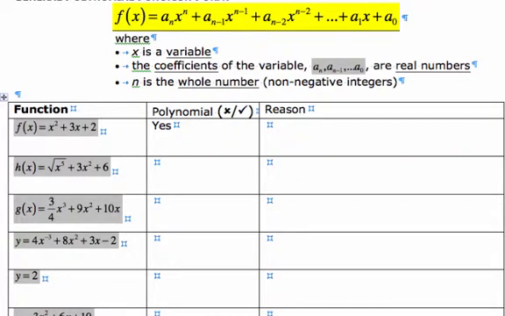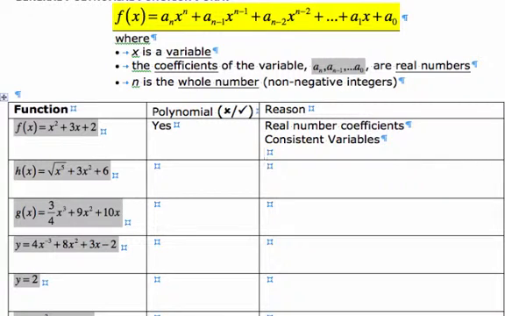The reason why is that we have, first off, real number coefficients. All of the numbers in front of the variables, even this last 2, this constant term, are real numbers. We have a consistent variable. In most of the cases that we're going to deal with, they're going to be consistent variables anyway, but it's important to identify. And the last, and probably the biggest giveaway as to whether it's a polynomial or not, is our exponent. If we look at our exponents, we can see that they're all whole number, non-negative integers.